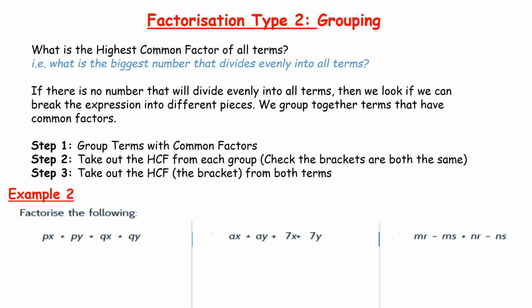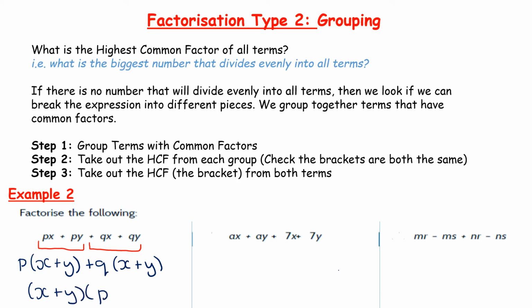First thing we want to do is we want to check, is there anything common to all terms? And unfortunately, there is not. So what we're going to do, we're going to split them into 2 groups. In each of those groups, there is something in common. In the first group, there is a P common, leaving us with x plus y. In the second group, there is a Q common, leaving us with x plus y. The brackets are the same, so they are common. So I pull that out in front, and that leaves me with a P plus Q.